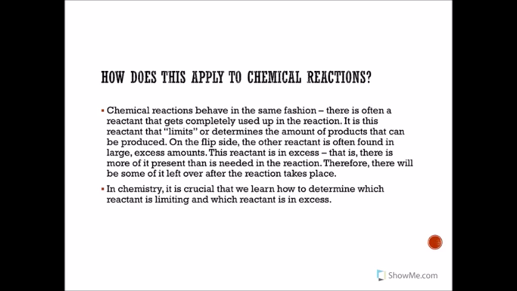Chemical reactions behave in the same fashion. There's often a reactant that gets completely used up in the reaction. This reactant limits or determines the amount of products that can be produced. On the flip side, the other reactant is often found in large excess amounts. This reactant is in excess, that is, there's more of it present than is needed in the reaction. Therefore, there will be some of it left over after the reaction takes place. In chemistry, it's crucial to learn how to determine which reactant is limiting and which is in excess.